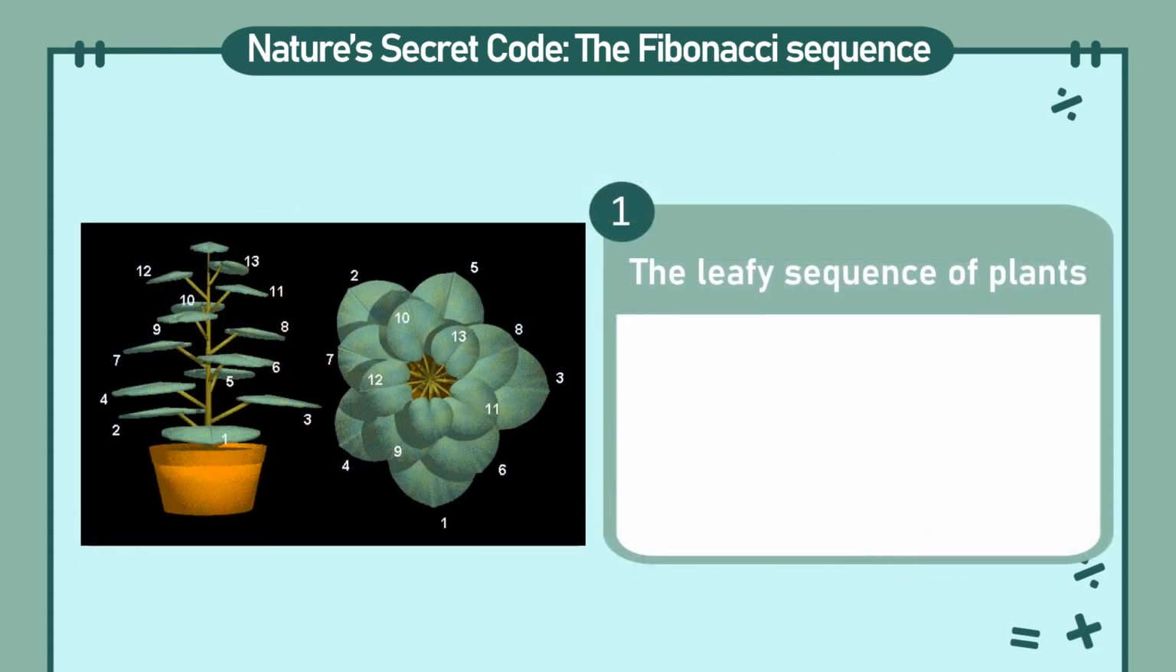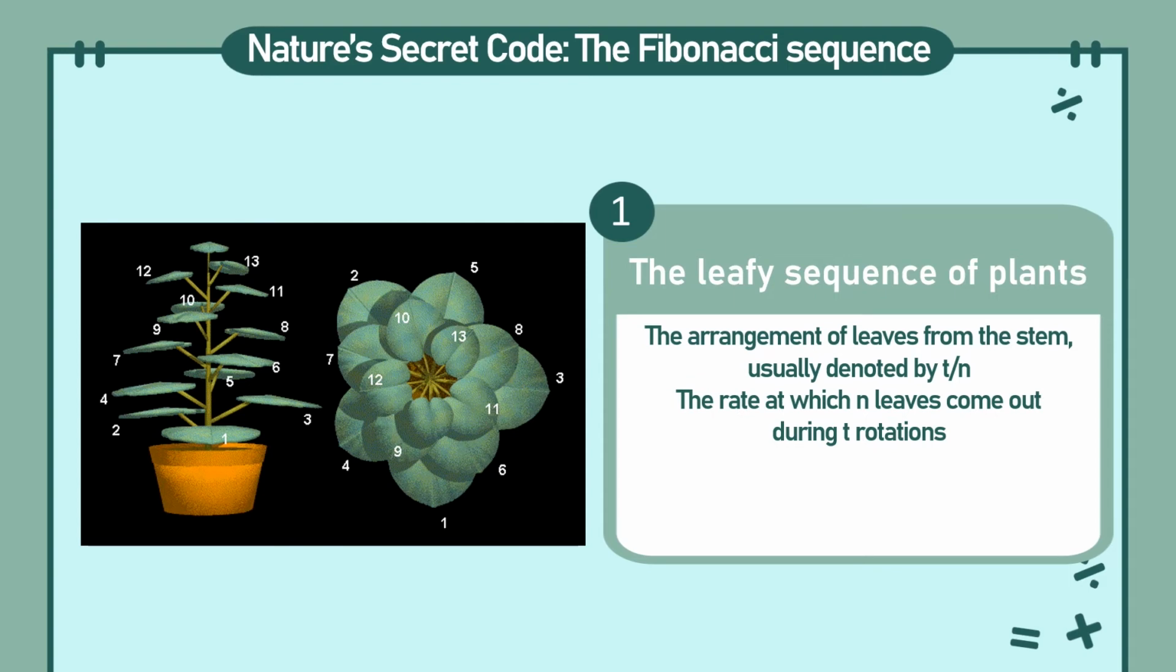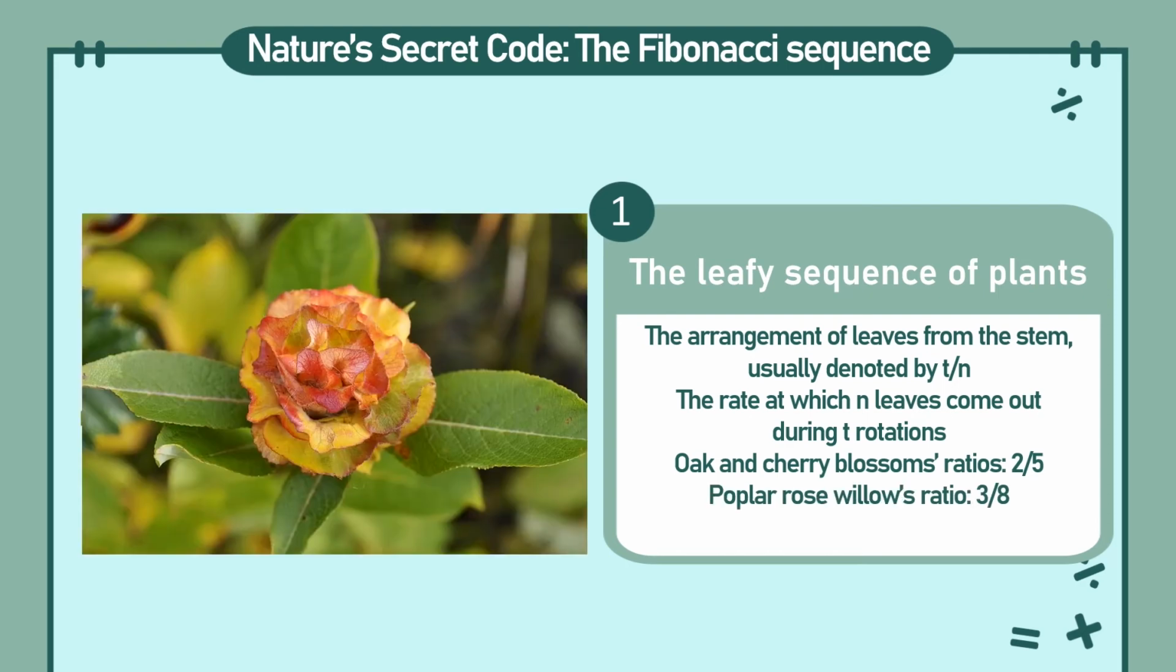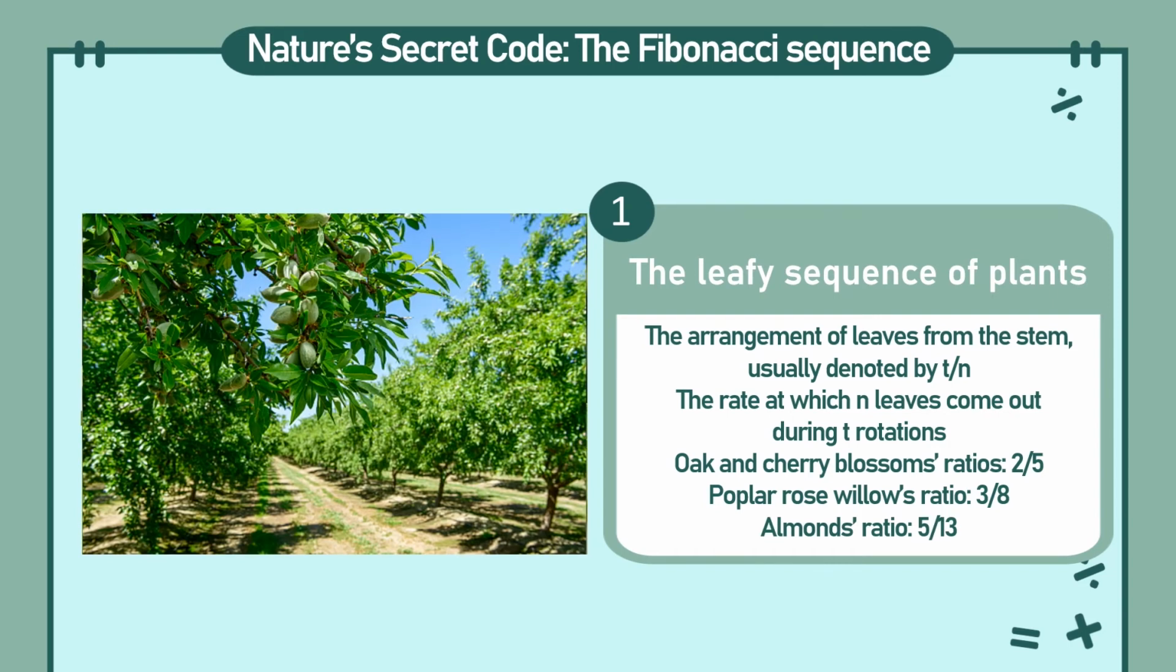The leaf sequence of plants is one of the best examples of the Fibonacci sequence. The leaf sequence is the arrangement of leaves from the stem, usually denoted by T over n. It is the rate at which n leaves come out during T rotations. Oak and cherry blossom ratios are 2 over 5, poplar, rose, and willow are 3 over 8, almonds are 5 over 13. More than 90% of plants follow this Fibonacci sequence.